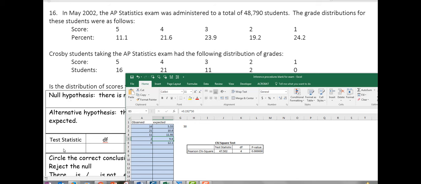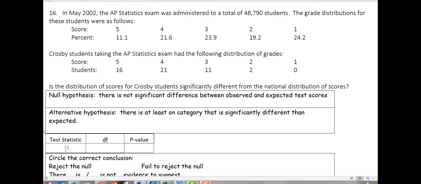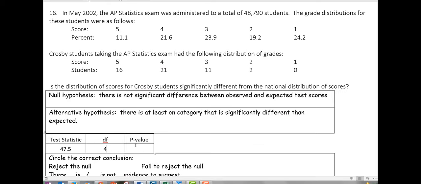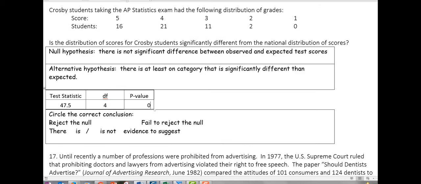Okay, so the test statistic is 47.5. Degrees of freedom would be 4. And the p-value says 0.000, so it's 0. It's really not 0. There's probably a number 15 decimal digits out there, but in other words, this is something to get excited about, that the AP test scores are much different than the national average, and we can then go back and argue about whether it's a good different or a bad different, but it's different. So very excited about this.